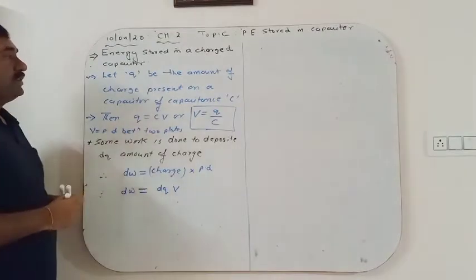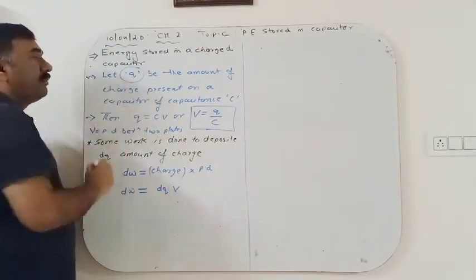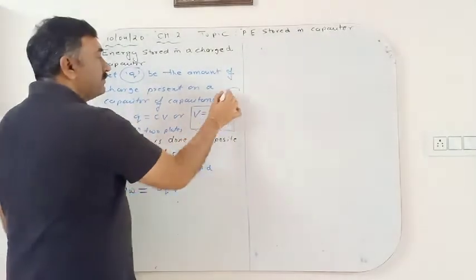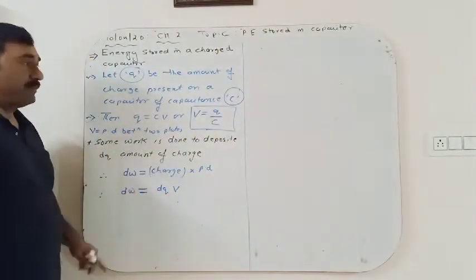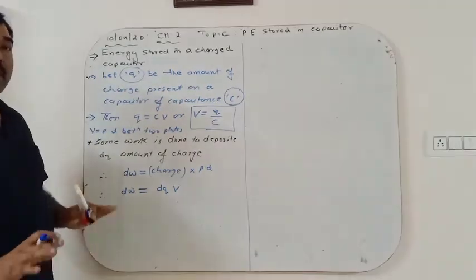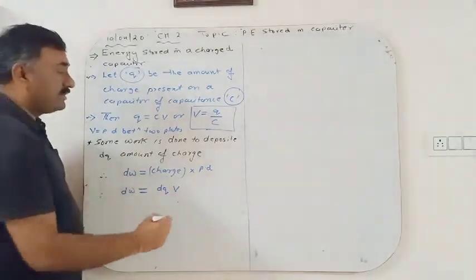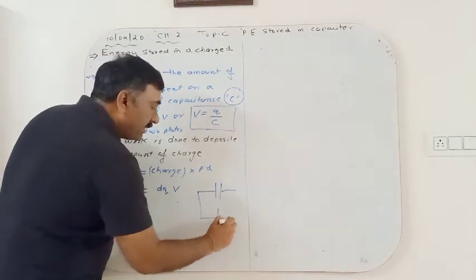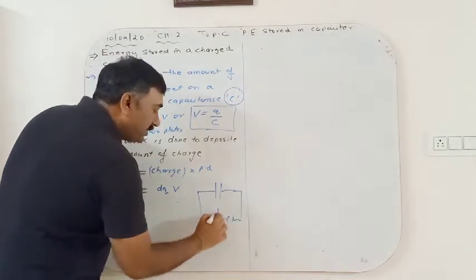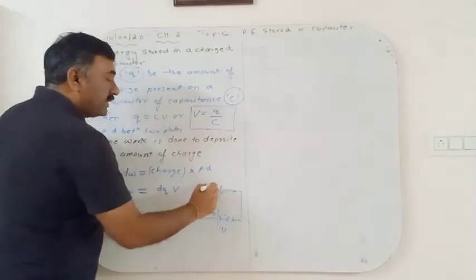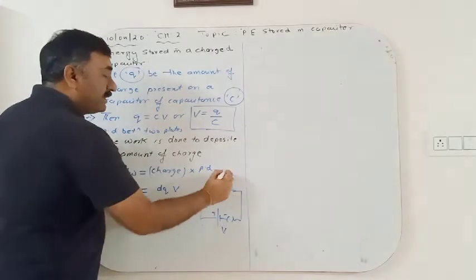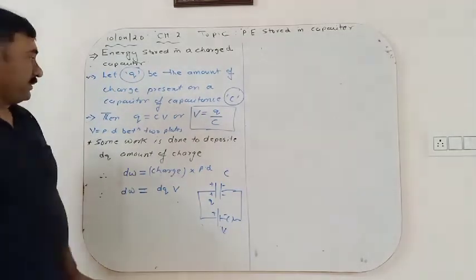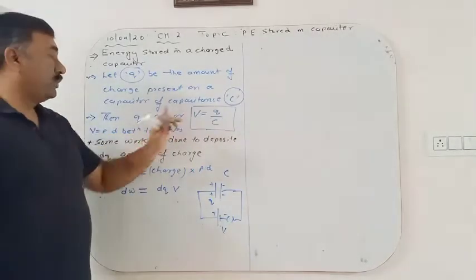So at any instant of time, let Q be the amount of charge present on a capacitor of capacitance C, where C is the capacitance of the capacitor and Q is the amount of charge. A battery is connected with this. When you charge a capacitor, you connect a battery of potential V, so the potential is constant. Therefore V is equal to Q by C.